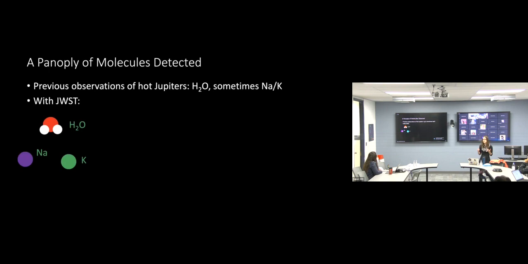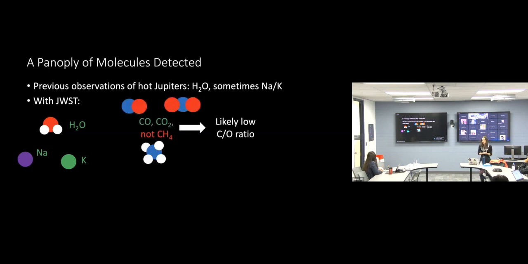Now, with just the first JWST dataset we've looked at, we've confirmed all these previous detections. We see water, we see sodium, we see potassium. We've also detected carbon chemistry on this planet, so we've detected resolved features of CO and CO2, and as I said before, we placed a really tight upper limit on the presence of methane in the planet's atmosphere because we didn't detect methane. And combining those, we think this planet might have a low C/O ratio, although the group is still doing some more extensive modeling to get real error bars for that atmospheric measurement.